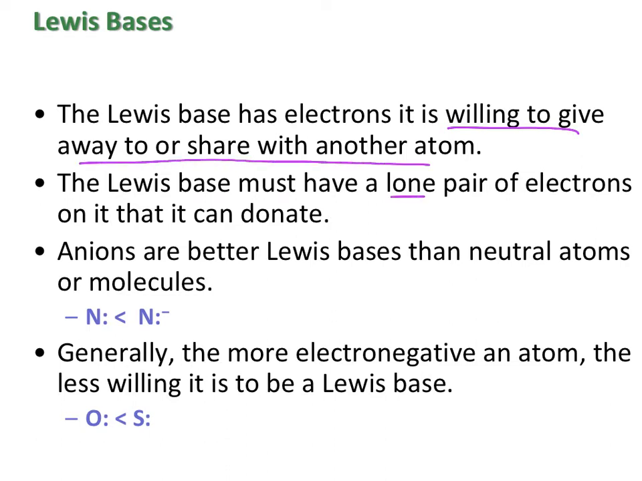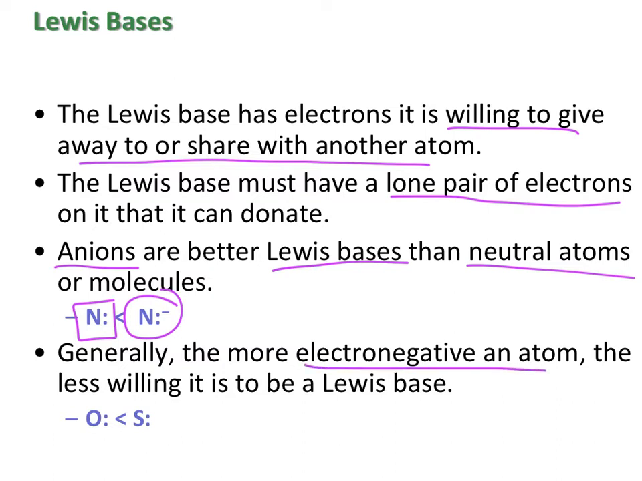A Lewis base has electrons that it can give away or share with another atom. This also means it has to have a lone pair that it can donate. Usually what make better Lewis bases are anions. The reason for this is because they usually have an extra electron, right? The definition of an anion is that you gain electrons, so they obviously have extra electrons. This makes them better Lewis bases in comparison to their neutral counterparts.